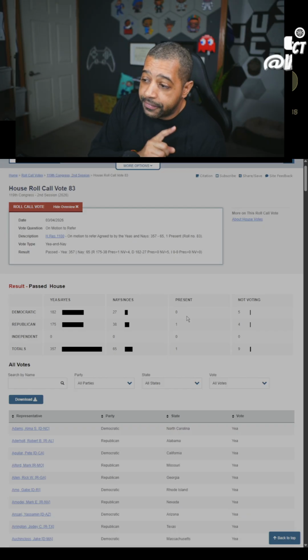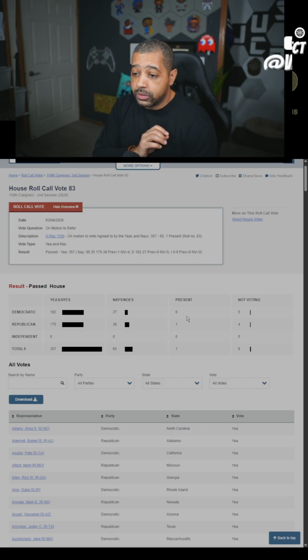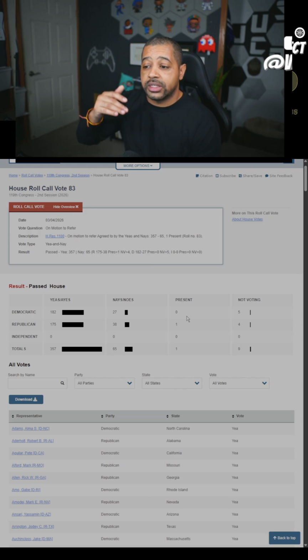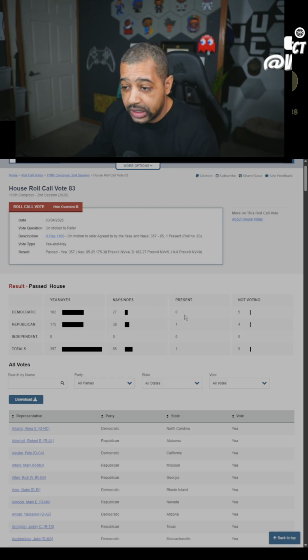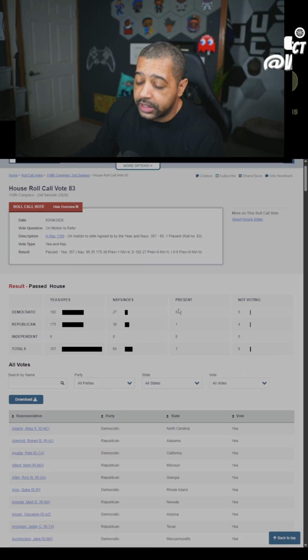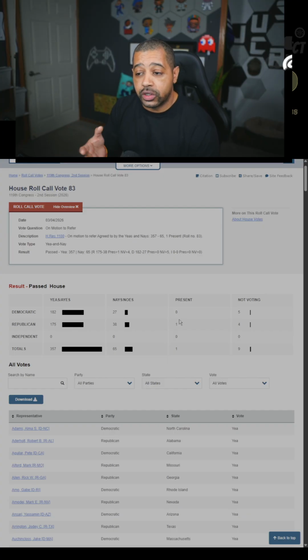Then you had 5 Democrats that didn't vote, and 4 Republicans that didn't vote. They basically didn't go through and vote, even though they were present. So all of those people were present. 5 Democrats didn't vote and 4 Republicans didn't. Out of the yay, or the people that said yes, there were 182.